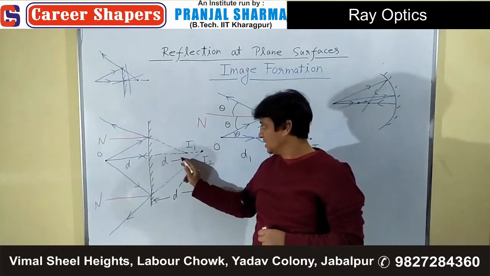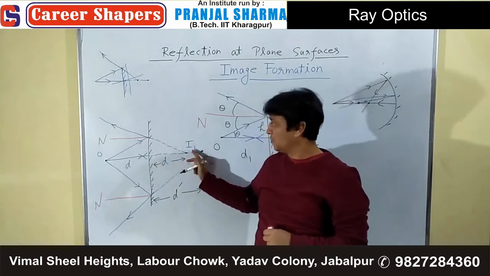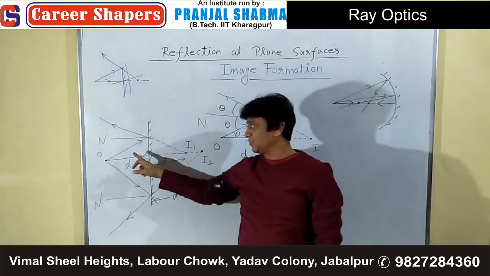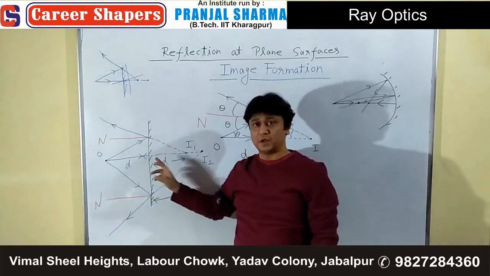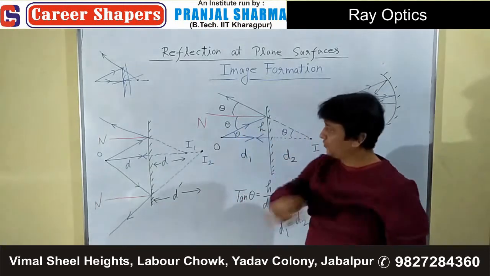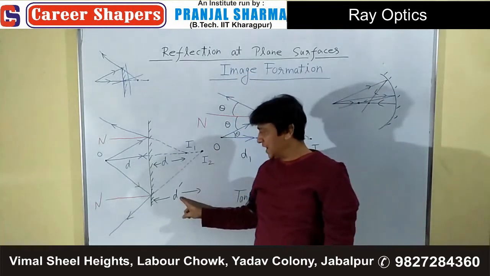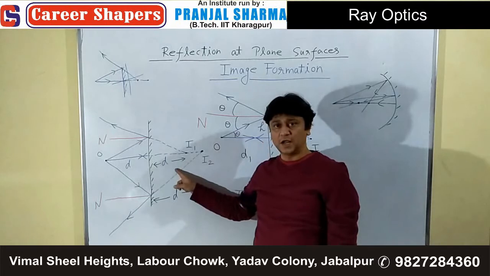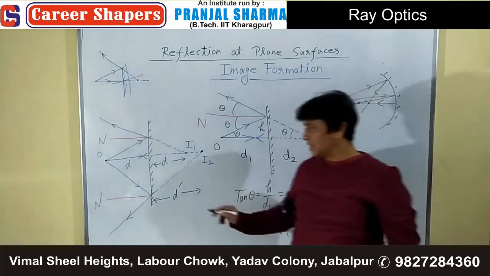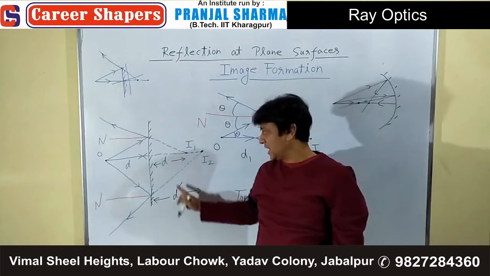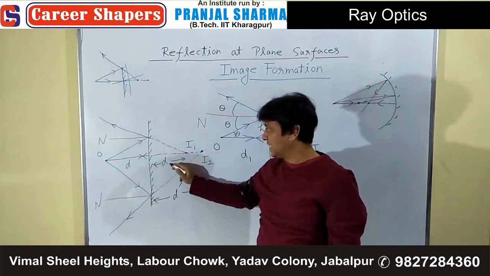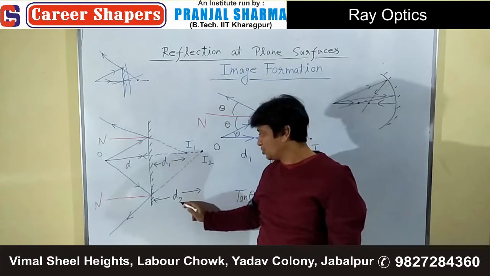What is D? Distance of I1 from the mirror. Now we know that distance of image from the mirror and distance of object from the mirror, they both should be same, and therefore this d dash must be equal to what, d. From this argument, this logic which we produce, that d1 is what d2. So what we are saying is that this D and this D dash, or you can do something like this. Let's call it D1 and let's call it D2.